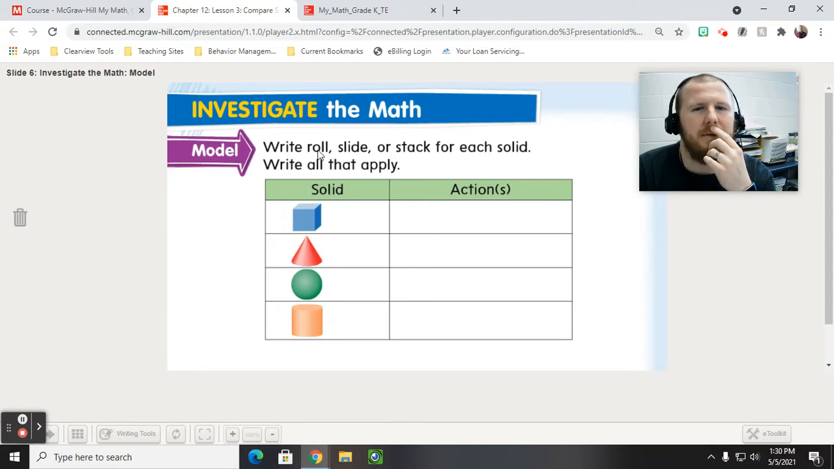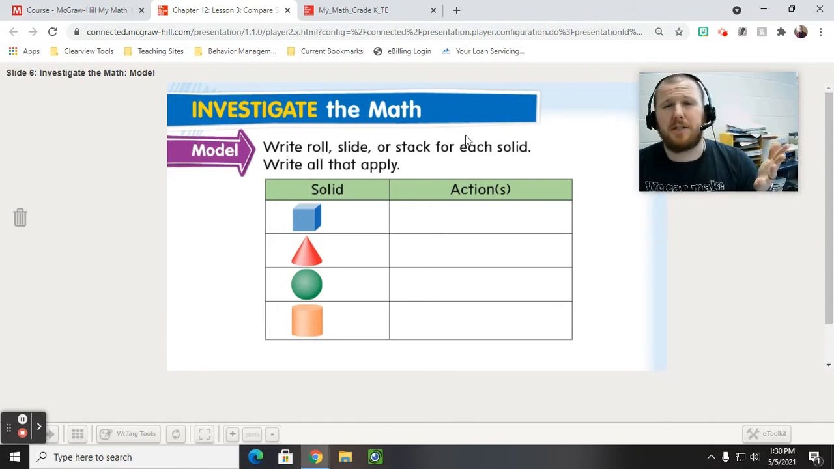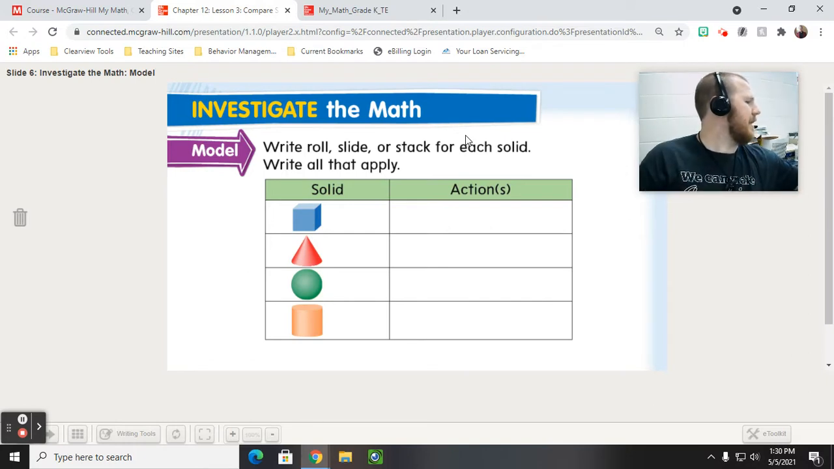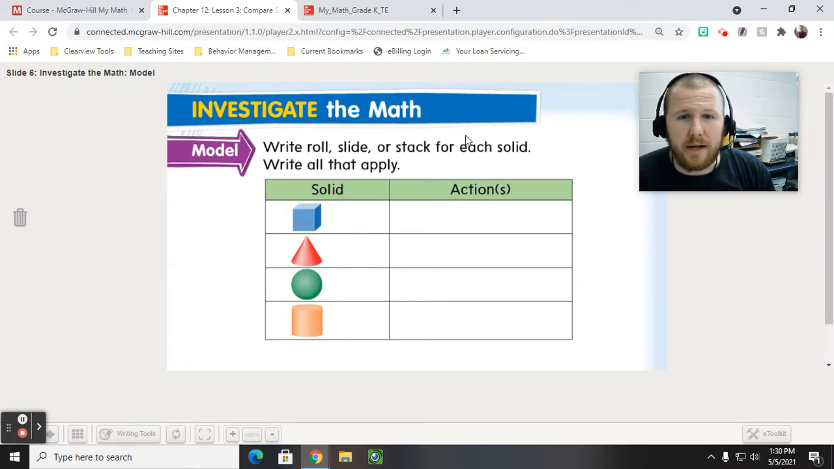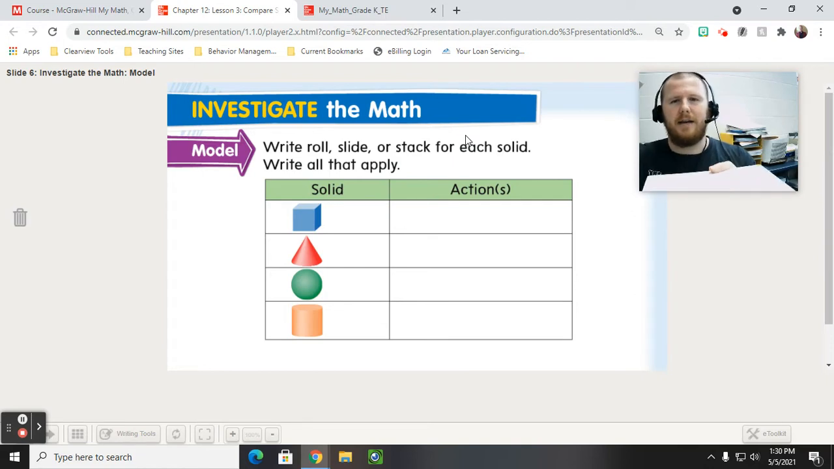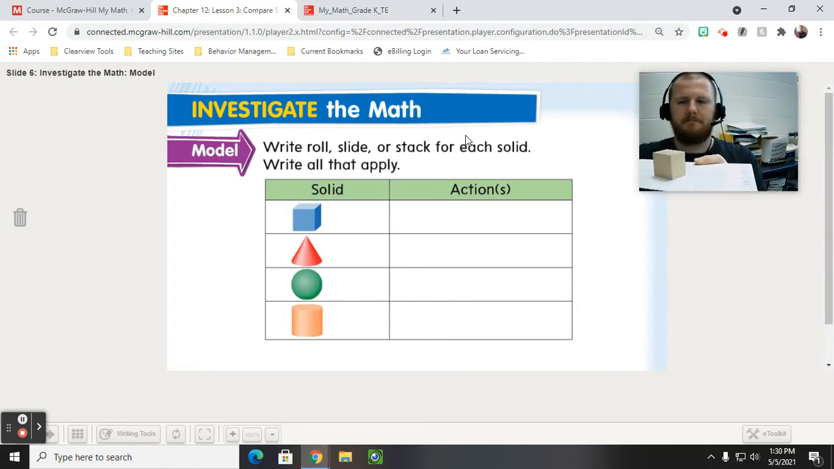It says write, roll, slide, or stack. Those are some of the things that we can actually do with these. I have my trusty board here, and what I can do with this is test to see if they roll, slide, or stack. Let's start with that cube. It's the first one, the blue one. Cube. Does it slide or roll? Let's push it.